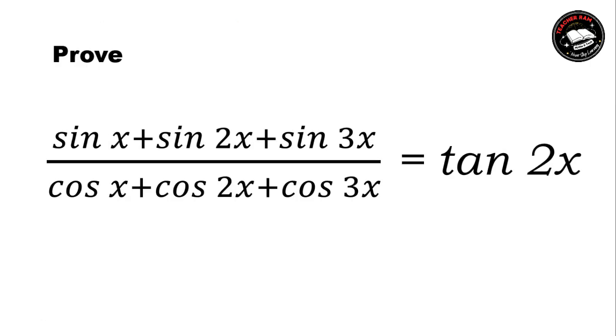Welcome. Hello, welcome again. Today we have a question which states: prove (sin x + sin 2x + sin 3x) divided by (cosine of x + cosine of 2x + cosine of 3x). We are supposed to prove that this is the same as tan of 2x.